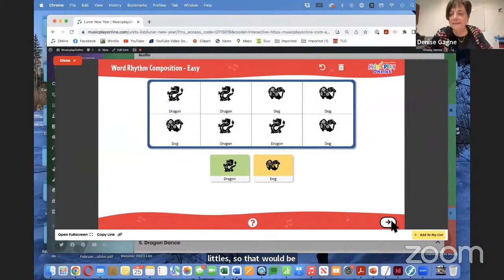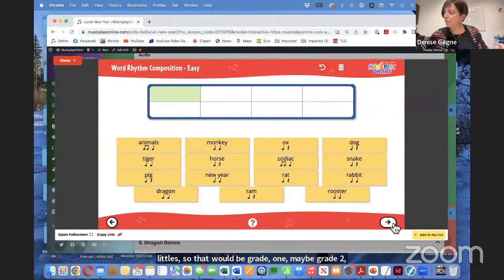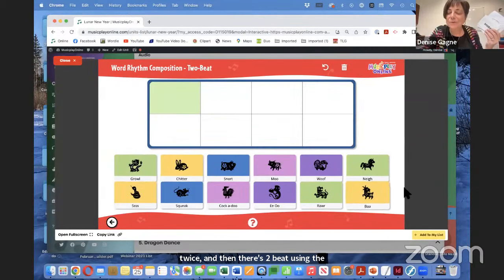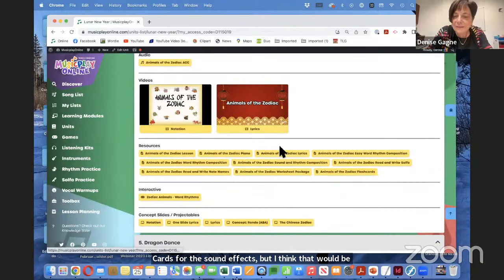And then the next level is a whole bunch more. And those are also available in the package. I might even make up 2 packs of these animals because I like repetition. I like to use some of the same animals twice. And then there's 2 beat using the sound effects, which is really pretty cool. We don't actually have the word rhythm cards for the sound effects, but I think that would be quite fun for the kids. So that is the thing.